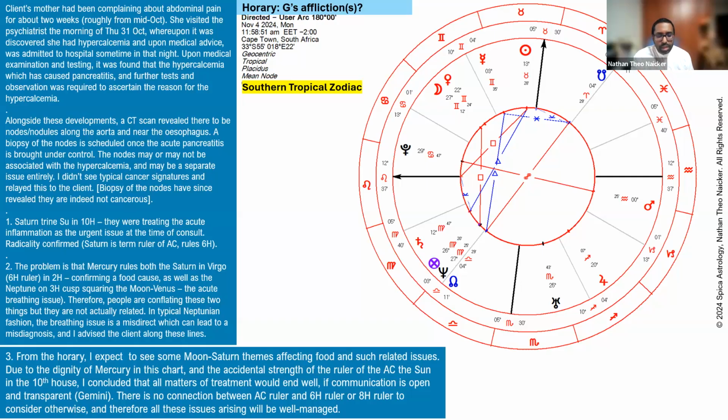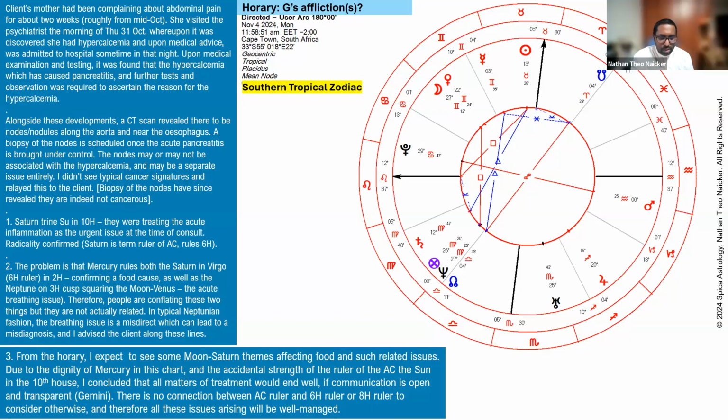Due to the dignity of Mercury in this chart, who rules the 6th house ruler, and the accidental strength of the ruler of the ascendant in the 10th house of the treatment, I concluded that all matters of treatment would end well if communication is open and transparent, because Gemini is showing the outcome. There is the immediate outcome. There is the methodological, procedural outcome.